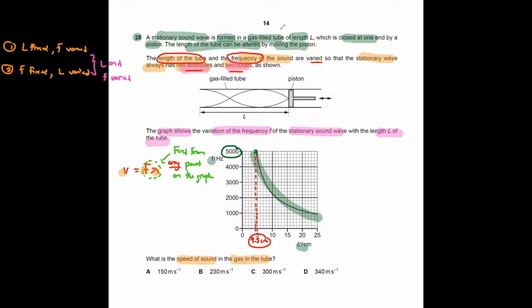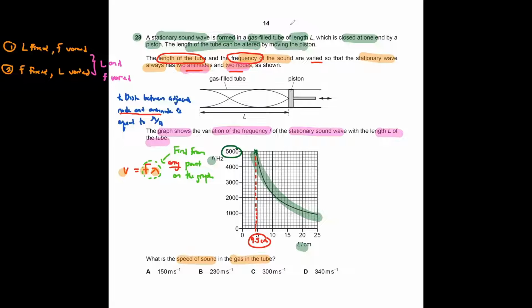Now from here alone, you can actually deduce the wavelength, because one of the things you have learned about stationary wave is that the distance between adjacent node and antinode is equal to quarter wavelength, right? I'm not talking about adjacent nodes or adjacent antinodes. I'm talking about adjacent node and antinode. That is going to be quarter lambda.